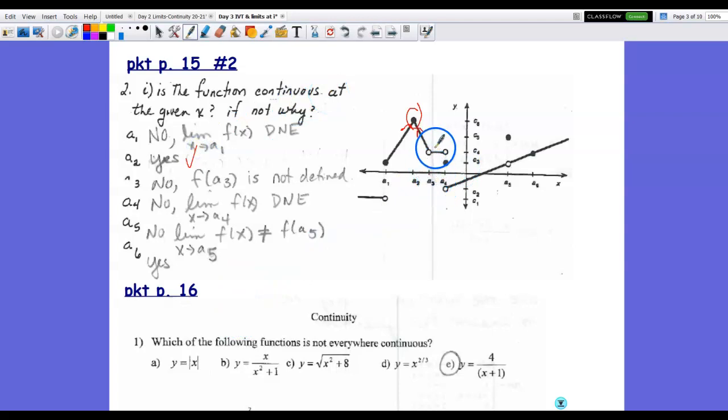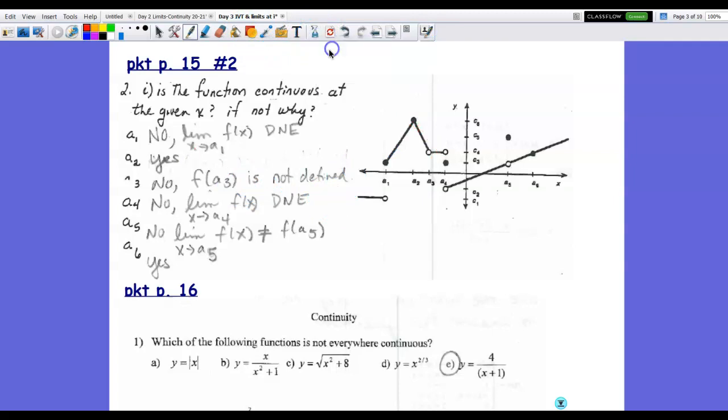At a sub 3, we can see here that there is a hole in the graph, so there's a point discontinuity there, and condition number 1 is there a y value? Well, no, there's not. There's an open circle, so I'm simply going to say the function at a sub 3 is not defined. Let's clear the board here.